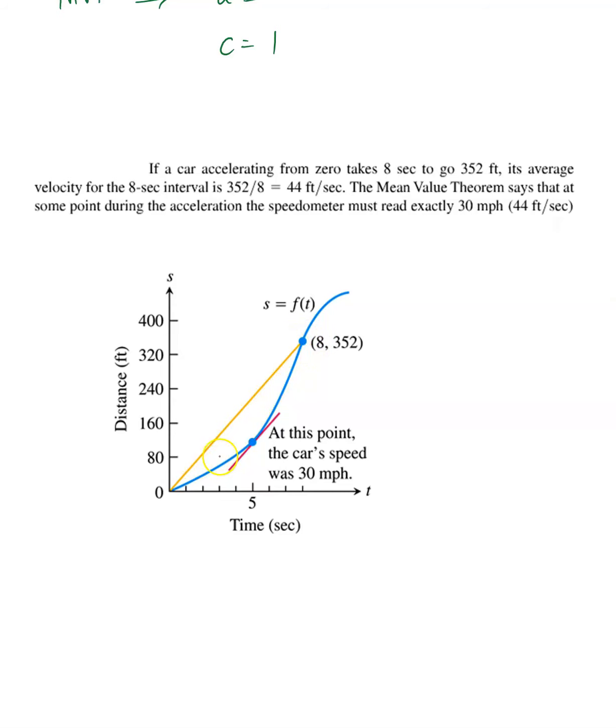Its average velocity for the 8-second interval is 352 divided by 8. Well, that's 352 minus 0 over 8 minus 0, because this is 0, 0. But you can see that the average would be 352 over 8. You can see it that way too, which is 44 feet per second. The mean value theorem says that at some point during the acceleration, the speedometer must read exactly 44 feet per second. In other words, 30 miles per hour.